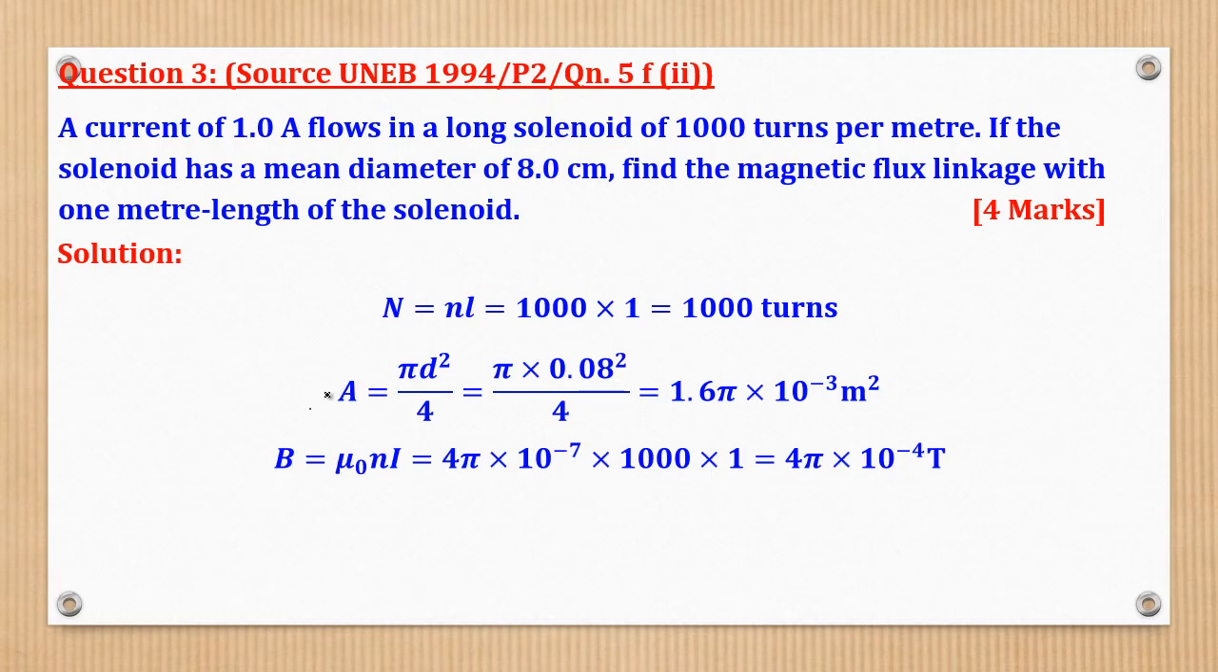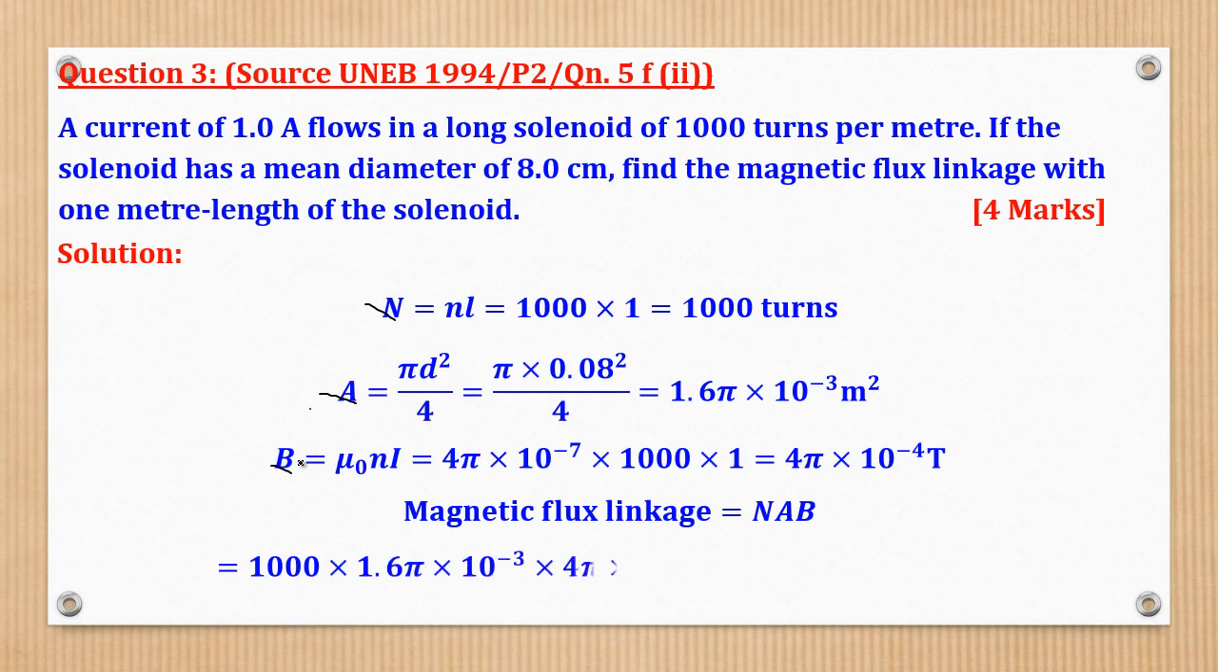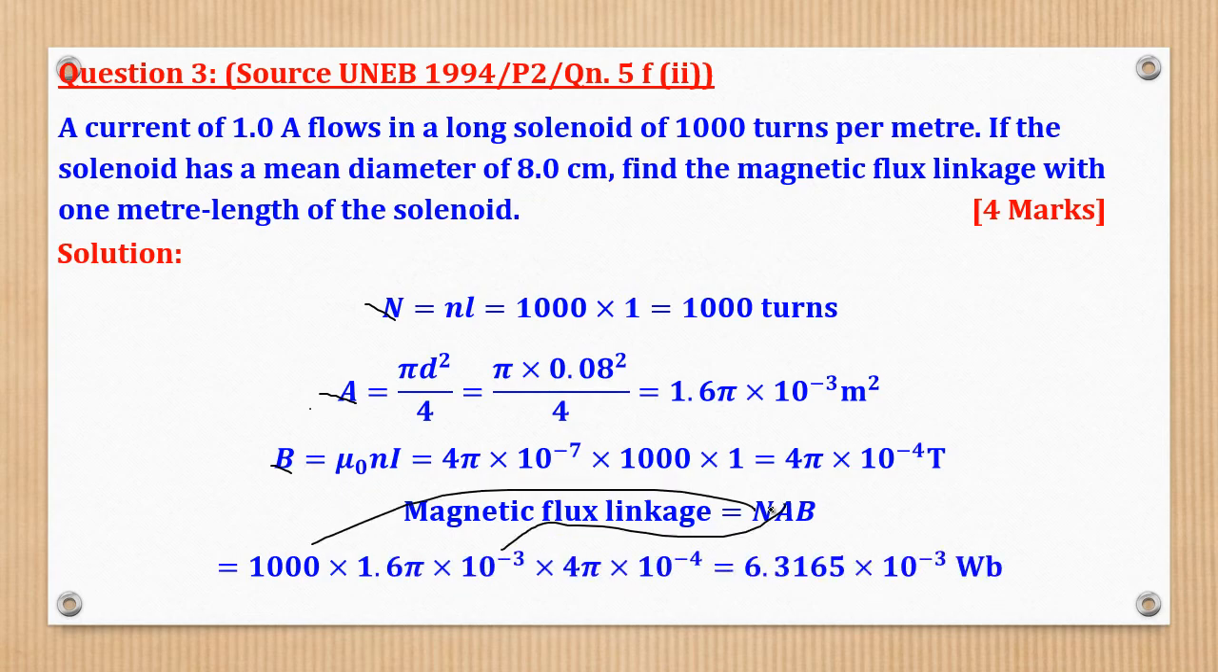So now that I have the number of turns, the area, and B, I can now get the magnetic flux linkage. So substitute for number of turns, area, then flux density to come up with this as the flux linkage they wanted.